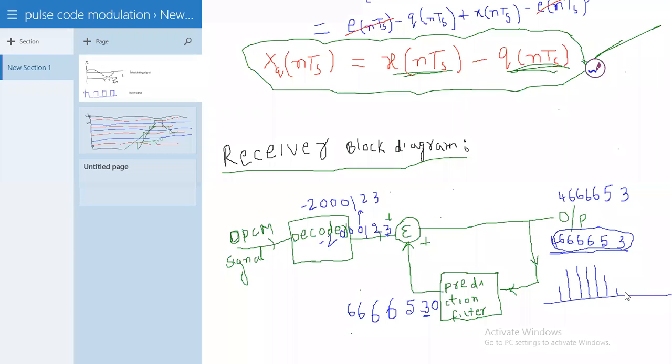So the PAM signal is given to the sample and hold circuit. The output of that sample and hold circuit, that is nothing but a zero order filter. Low pass filter output ఏమొస్తుంది మనకి? The continuous signal వస్తుంది. ఎలాగ మనకి కంటిన్యూస్ సిగ్నల్ వస్తుంది. ఓకేనా? సో దిస్ ఈజ్ అన్ రీకన్స్ట్రక్షన్ ఆఫ్ ఒరిజినల్ సిగ్నల్ బై యూజింగ్ దిస్ రిసీవర్ బ్లాక్ డయాగ్రామ్.